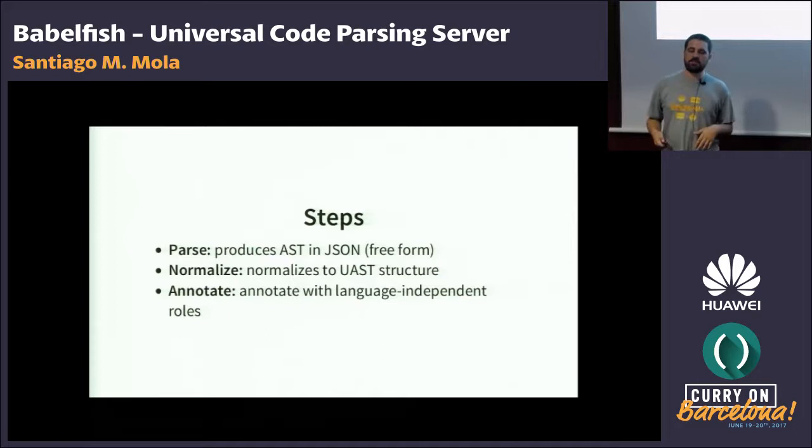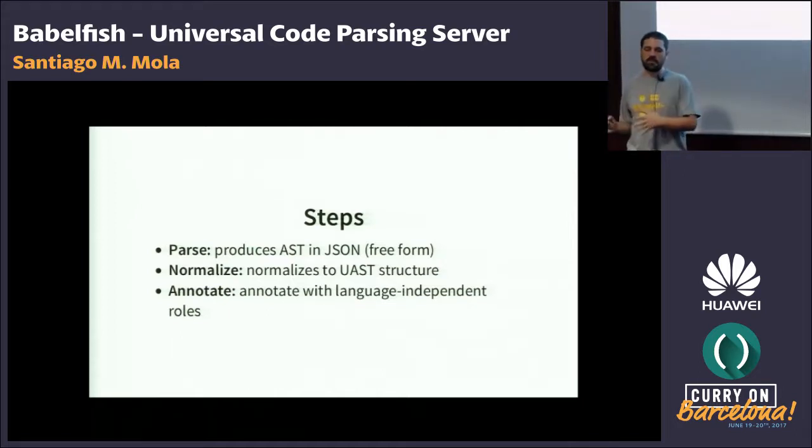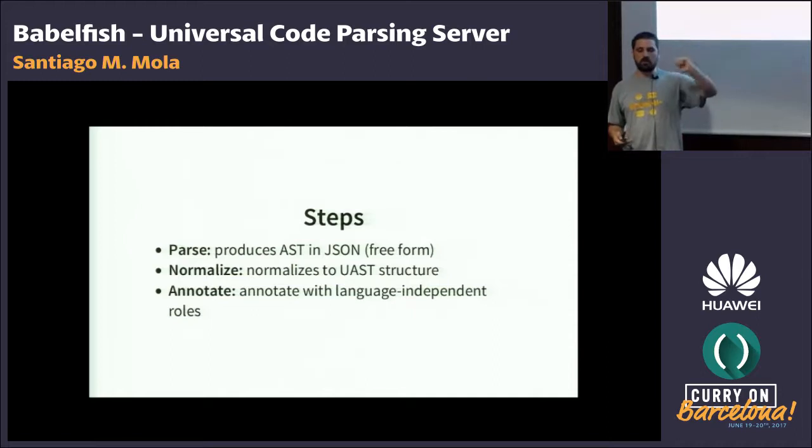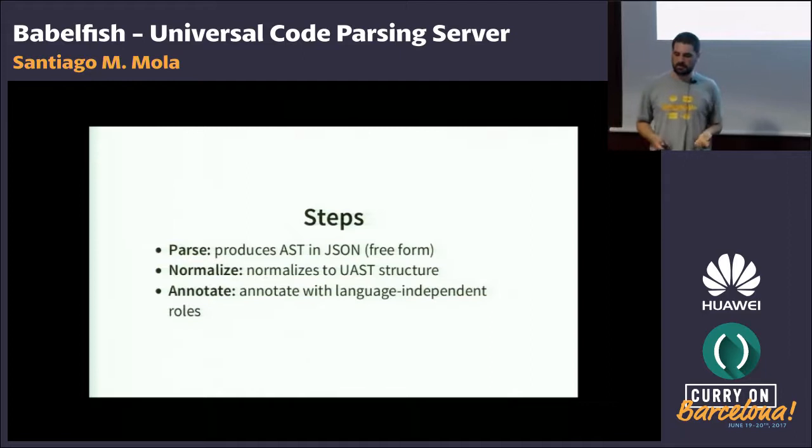And then we have a normalization step where we take that freeform JSON and fit it into a normalized structure, but without touching the relation between nodes. So whatever is a child or a sibling in the original AST still has the same relation in the UAST. We just keep the tree structure as it is. And then there's the annotation step, where we annotate each node with language-independent roles. Roles are, at this point, the only language-independent annotation that we have, and a role is defined as describing an aspect that is generalized on one node in the AST.